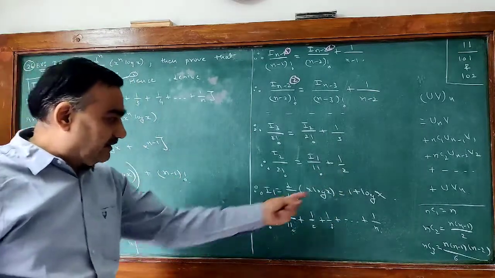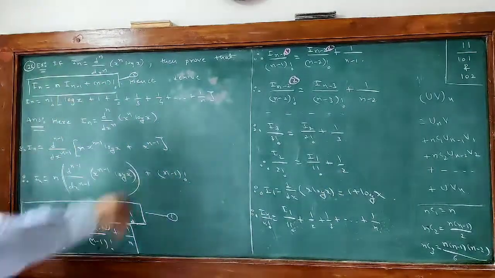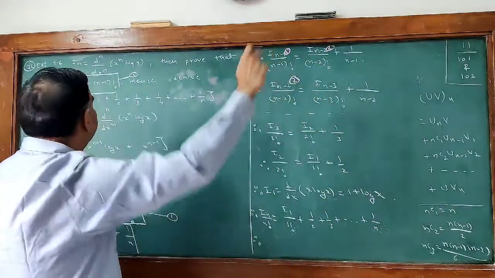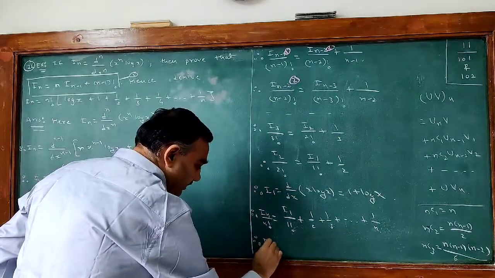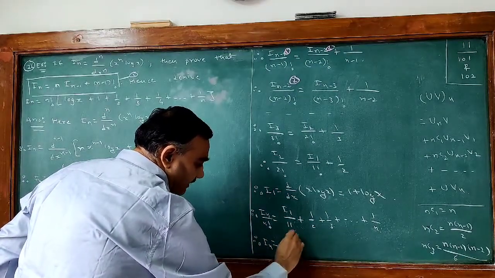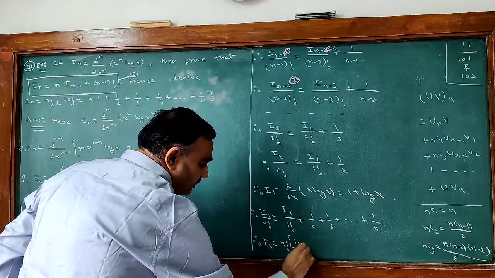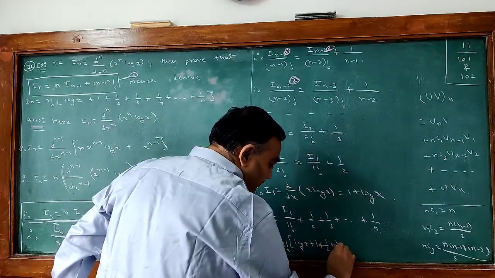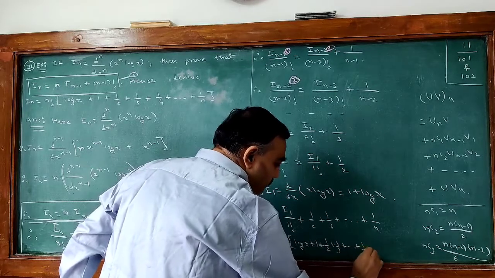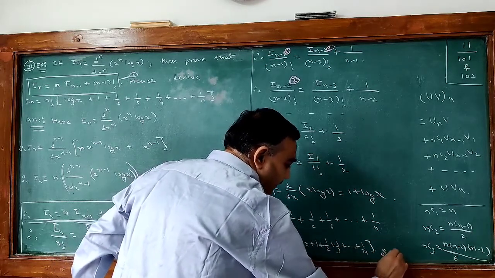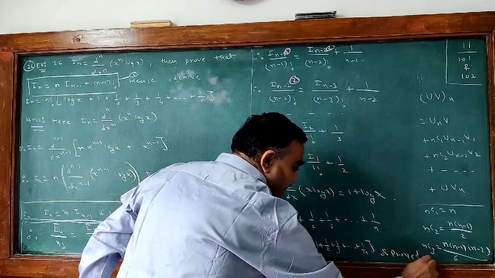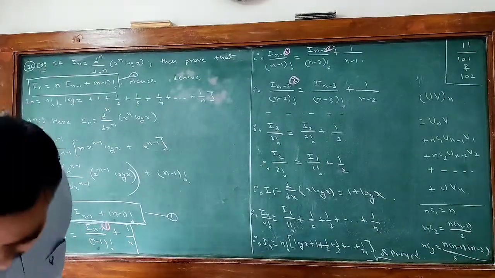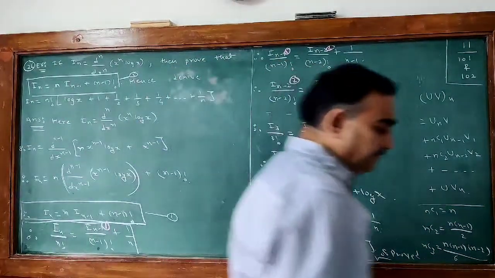Now we have the value of I_1, that is 1 plus log x. So if we put that and multiply by n! on that side, we have I_n equal to n! (log x + 1 + 1/2 + 1/3 + ... + 1/n), and this proves this example. See that?